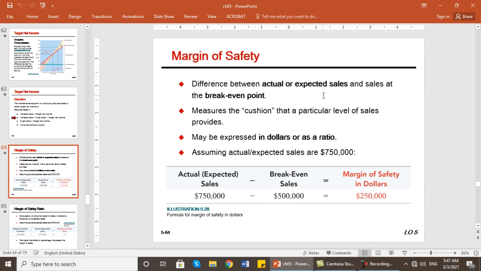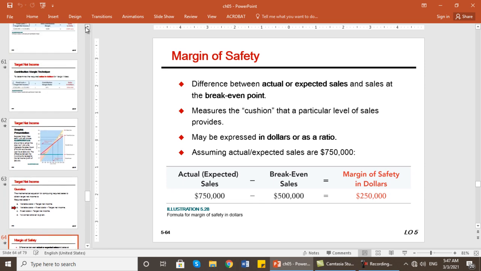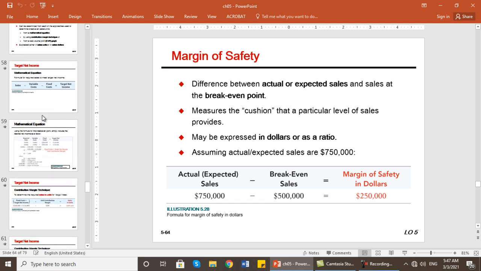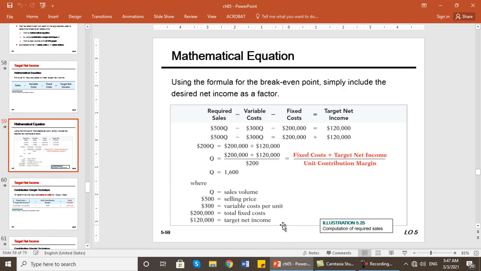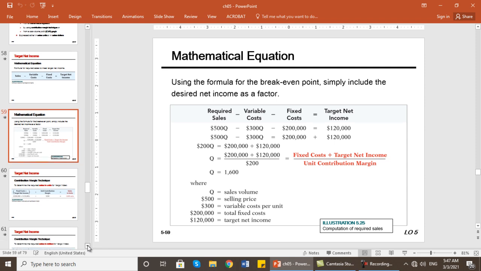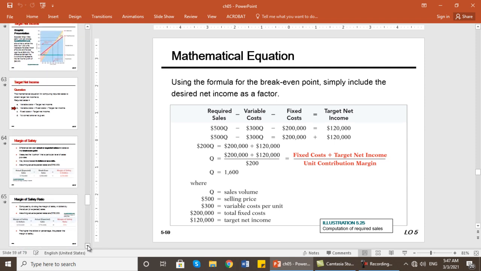The difference between actual or expected sales and sales at the break-even point may be expressed in dollars or as a ratio. Now, if we assume actual or expected sales are 750,000 for this exercise, for this data, we can determine the margin of safety.